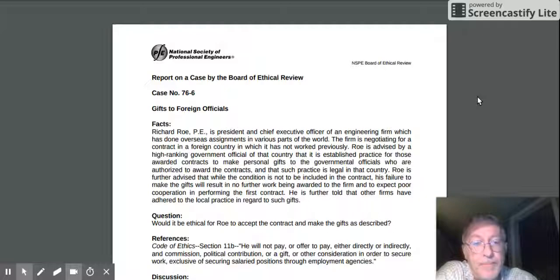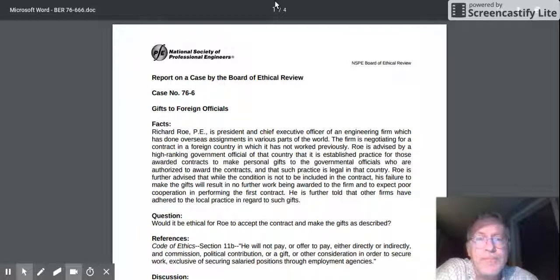I forgot. But if you look at the two cases that I've asked you to read for this week, they're really very different cases that have to do with different aspects of the code and don't have much to do with one another. The one case, 76-6, does have some obvious relationship with last week's case, 79-8.